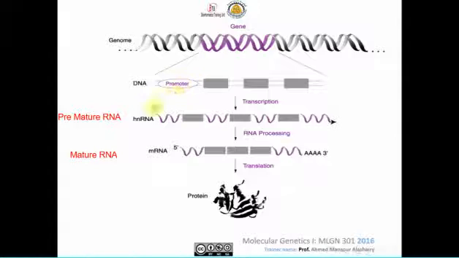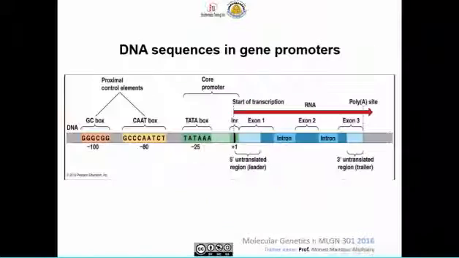So simply, after the transcription, we have premature RNA, and then after RNA processing and removing the introns from the gene, we have the translation process at the ribosome, and then the protein is produced. This is the normal transcription and translation as we saw before, but we have to know that in this promoter region in the 5' upstream, we have different cis-regulating elements. We have the core promoter, which includes the TATA box. This is the core promoter region, and the proximal control element has the GC box and CAT box.